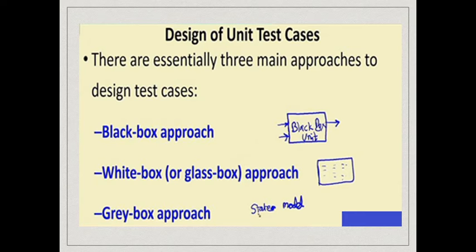Now, what are the main approaches to design unit test cases? One is called the black box approach and the other is the white box approach. The third is the gray box approach. For a function, unit testing is basically black box and white box. We will see how to design those test cases and why these are called black and white. But for a class or a module, a component, we might also have to do a gray box approach.